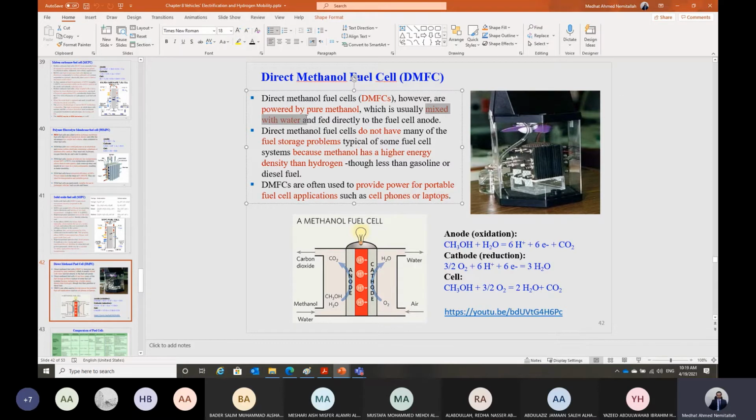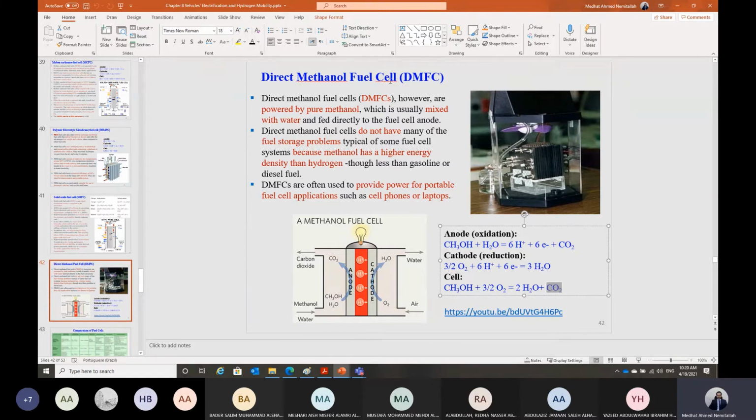We can have it provided with liquid methanol, mixed with a little bit of water to have this reaction at the anode, oxidation. Methanol with water to produce the hydrogen ions that can cross the electrolyte to the cathode, where we can have the reaction with oxygen to produce water in this case. And the overall reaction, we can have methanol plus oxygen to produce water, plus some carbon dioxide will be produced in this case.